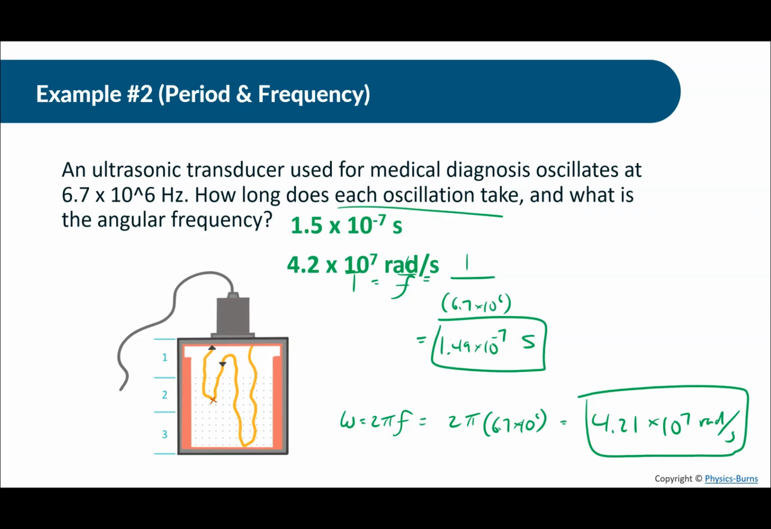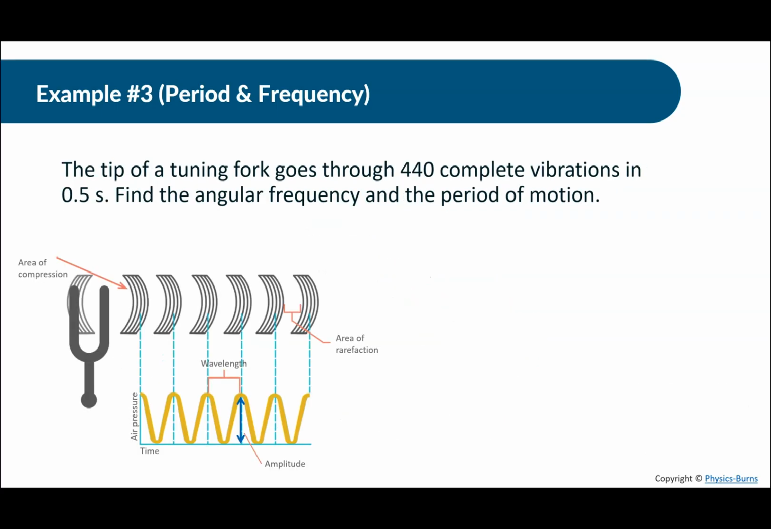A lot of times with medical devices, they use these vibrations and sounds to oscillate back and forth really, really quickly to find locations of certain things. Anyway, that's a little past you. Let's move on. The tip of a tuning fork goes through 440 complete vibrations in 0.5 seconds. Find the angular frequency and the period of motion.